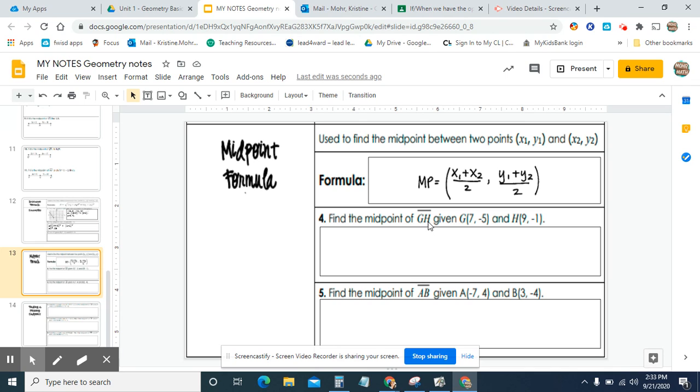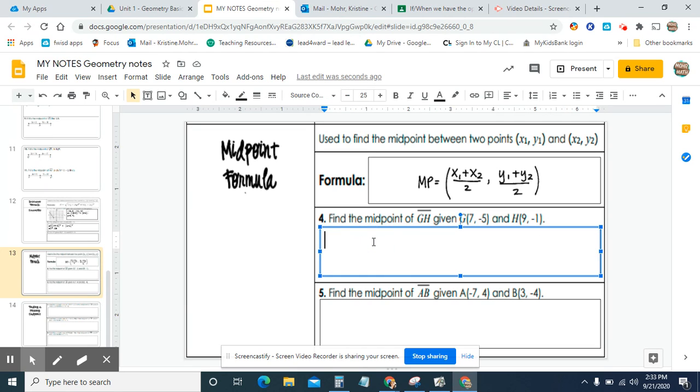Find the midpoint of GH given point G is at (7, -5), and H is at (9, -1). Well, we know midpoint is equal to parentheses. This is going to be a little wonky doing the divided by just because we're on the computers, but we will make do with what we have. So first off, our first portion we're going to look at is the x's. So we are basically adding this time. Yesterday we subtracted. Now we are adding our two x values. So it's 7 plus 9. And then that whole thing is divided by 2.